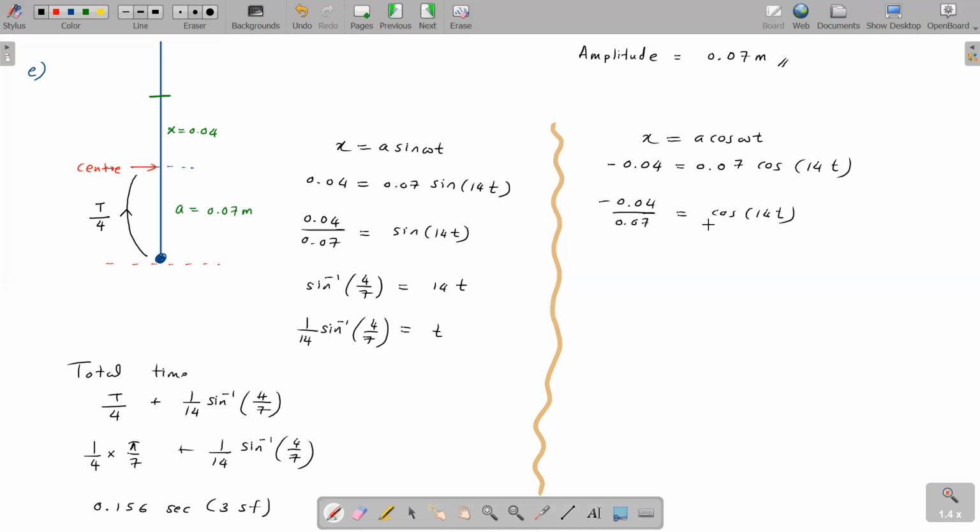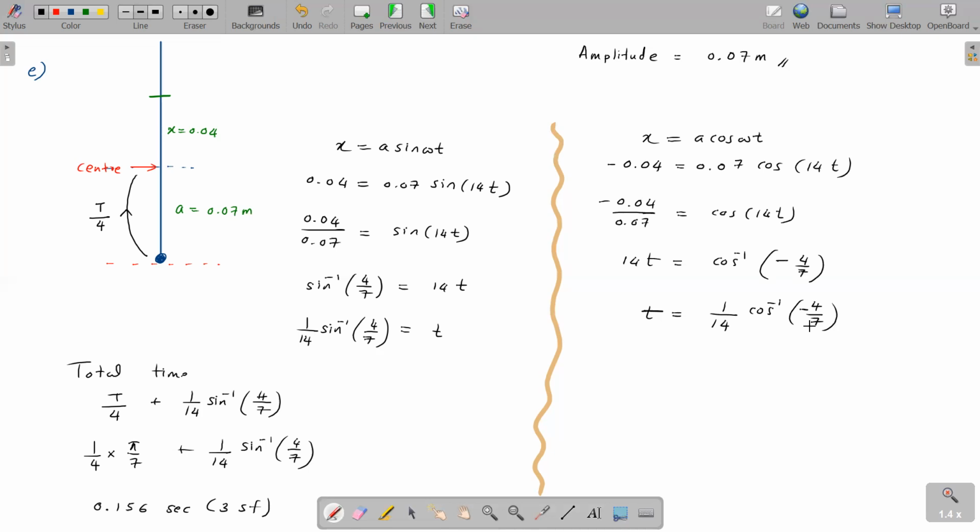Cos 14t, and then this is cos inverse. 14t equals cos inverse minus, actually this is 4 over 7, right? 0.04 over 0.07 is 4 over 7. T equals 1 over 14 times cos inverse minus 4 over 7. So this should give you the answer immediately. You don't need to go in 2 steps. Actually, you can get the answer in 1 step.